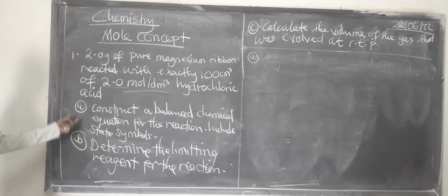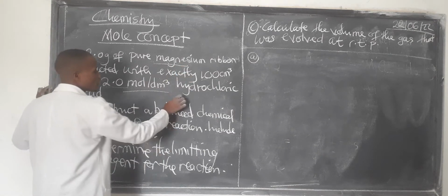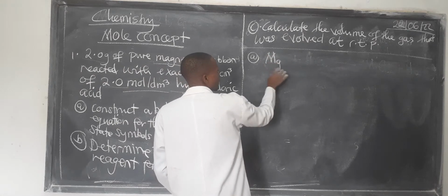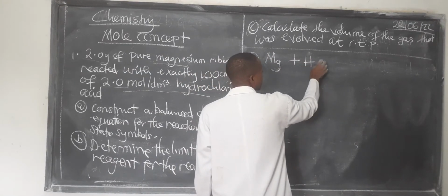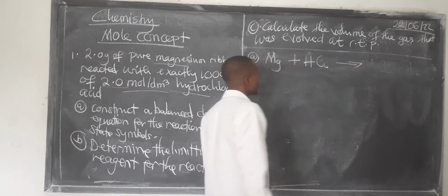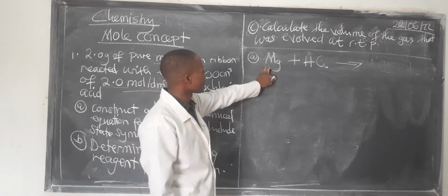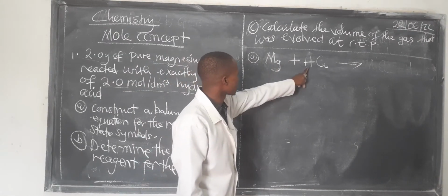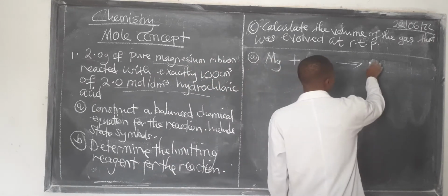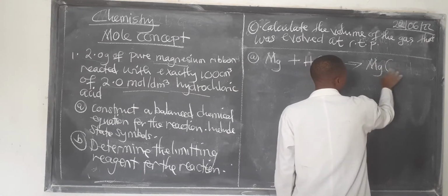Okay, so the first question is construct a balanced chemical equation for the reaction. You include the state symbols. So this reaction is between magnesium and the hydrochloric acid. So we have magnesium plus hydrochloric acid. You need to know the formulas of these compounds and the element to produce. Whenever an acid reacts with a metal, it forms a metal salt. So a metal more reactive than hydrogen, magnesium, will displace or remove hydrogen from the compound to produce magnesium chloride.